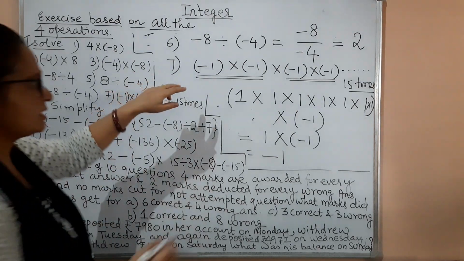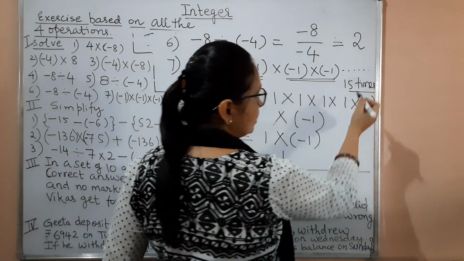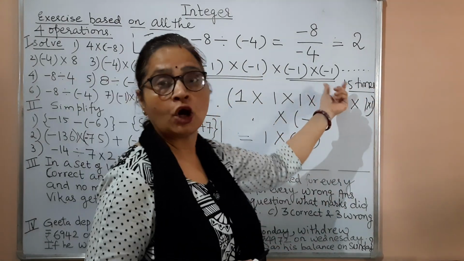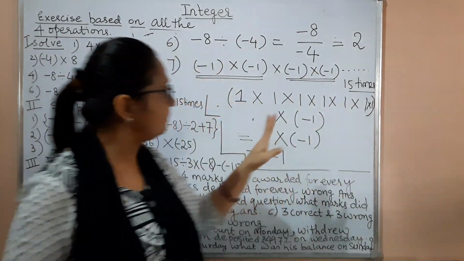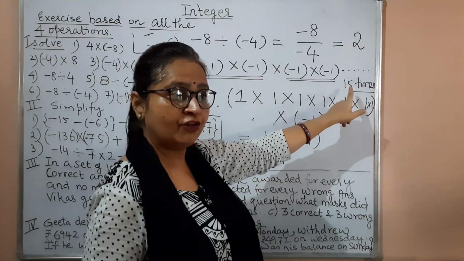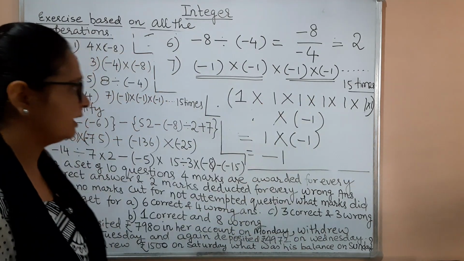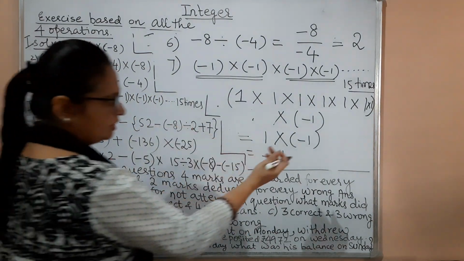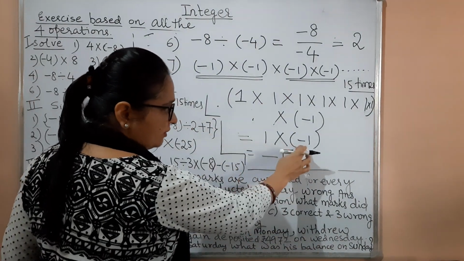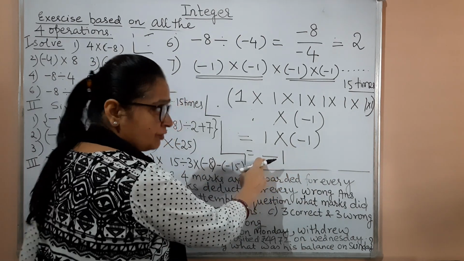So we have to understand, if it is 15 times, we are not able to make all the pairs. 7 pairs are made, but the 15th number is not able to make a pair with anybody. So what happens? The result is going to be negative.